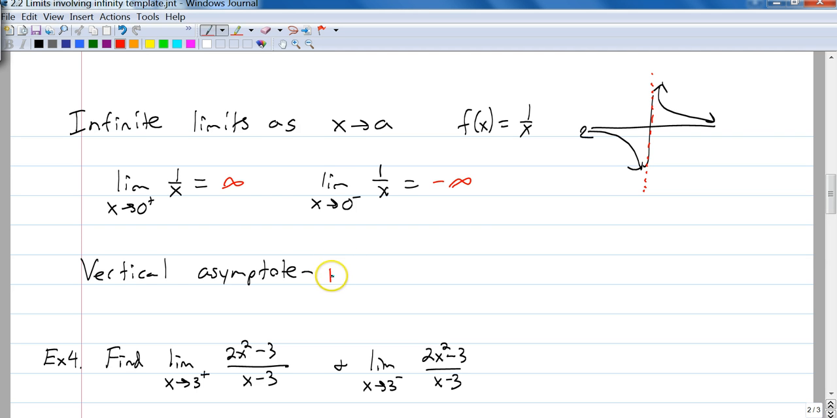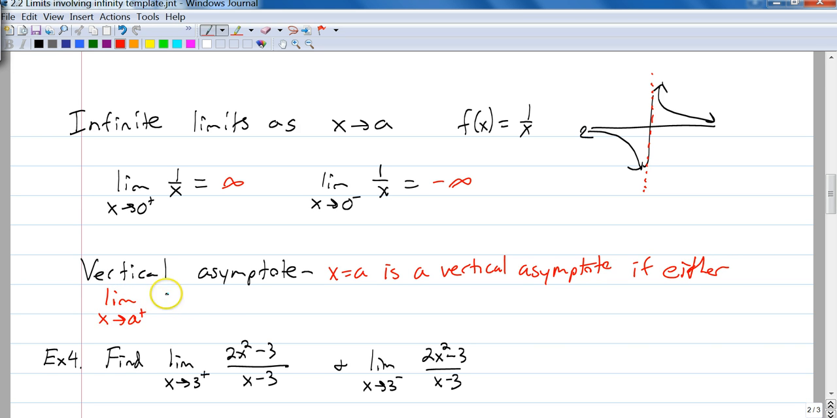Well, x equals a is a vertical asymptote if either the limit as x approaches a from the right is equal to some sort of infinity, or the limit as x approaches a from the left of the function is equal to one or the other infinity. It's not going to be both, but it could be negative or positive depending on the problem.